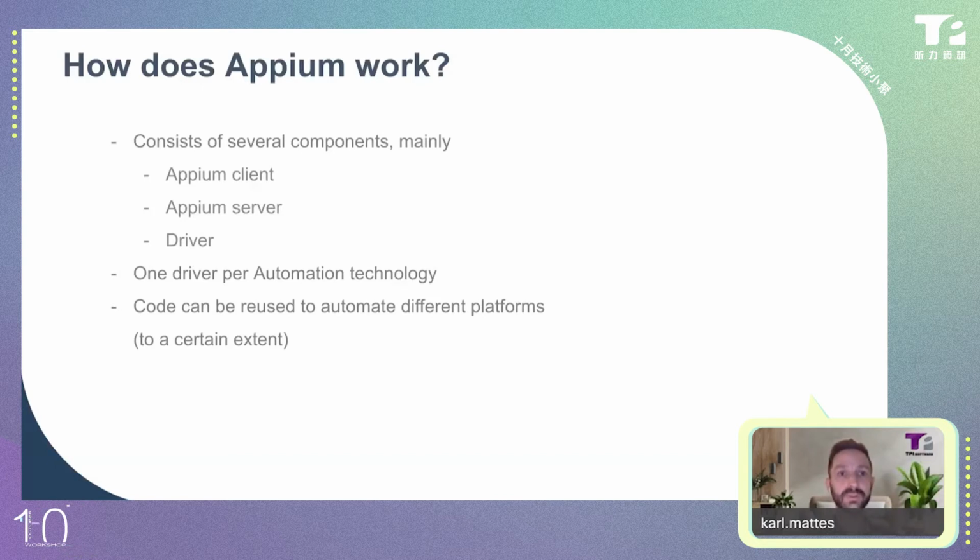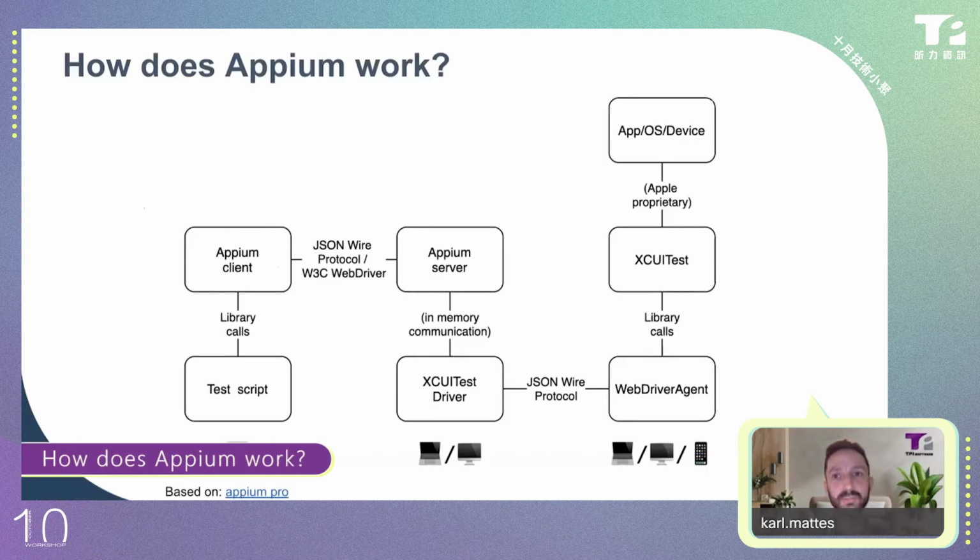One big benefit of this is that your code can partly be reused to automate different platforms and different drivers, but only to a certain extent, of course. There's no perfect feature parity, and you would also need to assume that you're testing the exact same app on Android and on iOS, implemented the exact same way. Now let's have a look at how Appium works with a diagram. Maybe that is a bit easier to understand. So this is an informal diagram showing us how Appium would work when automating an application on an iOS device. We can see it's broken down into 3 parts.